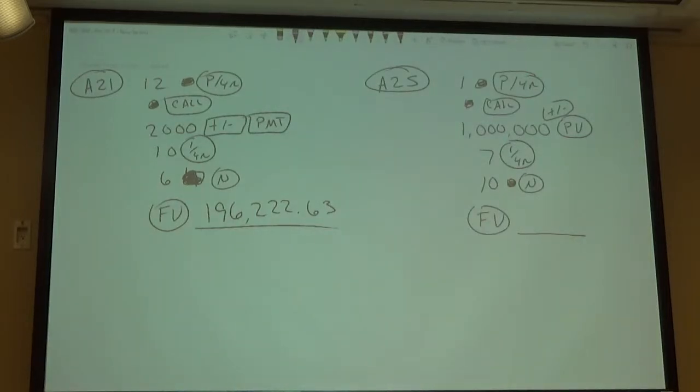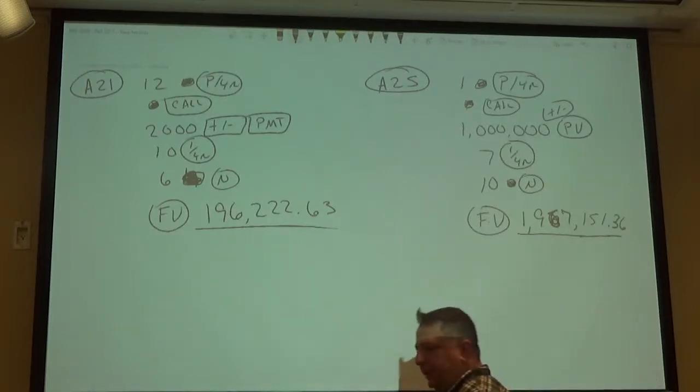Okay, so we get $1,967,151. So when he says PYR means present? Yes. Yeah, okay, you're right.